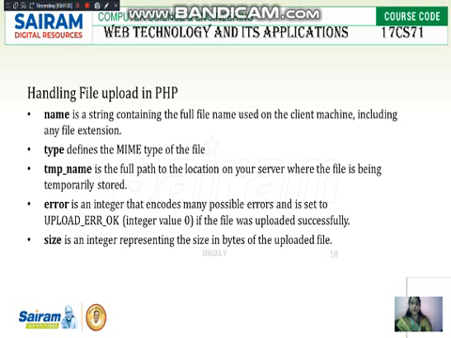When you want to give some kind of size limit, there should be a parameter called maximum size, and there are some different parameters and types too. Error is an integer that encodes many possible errors. If the file was uploaded successfully, the integer value 0 will come. Size is an integer representing the size in bytes of the uploaded file.